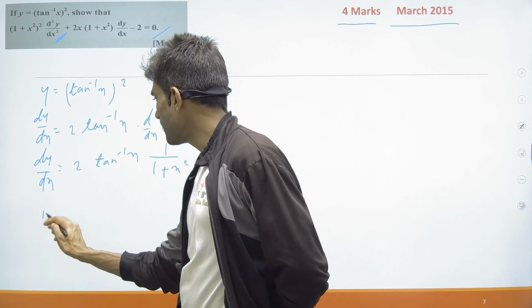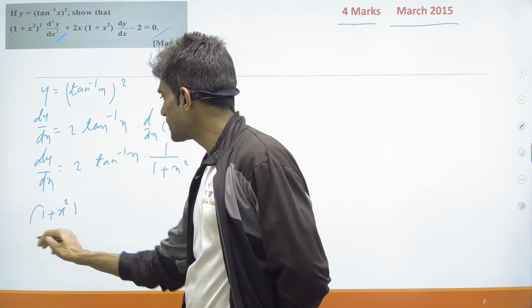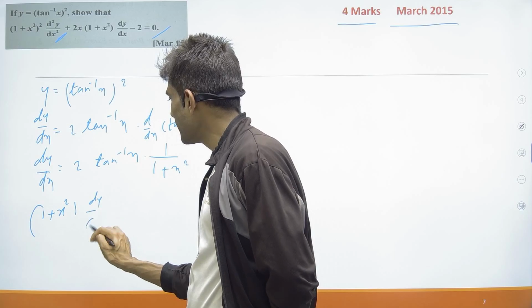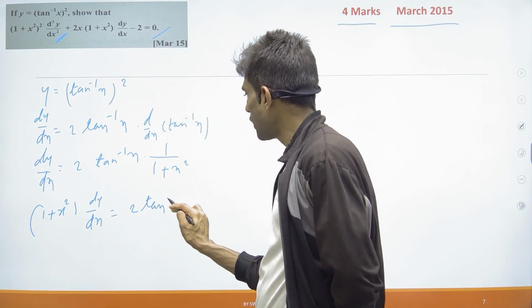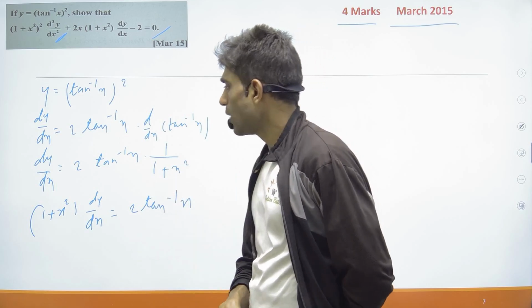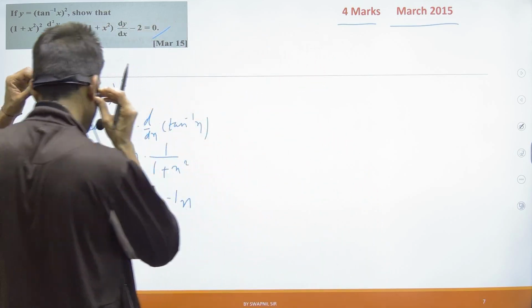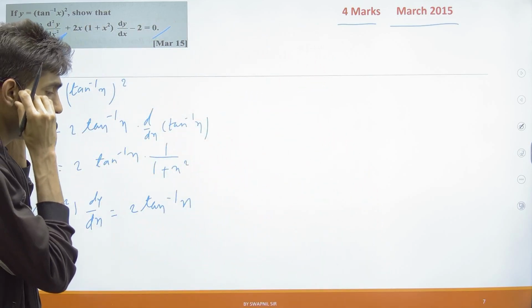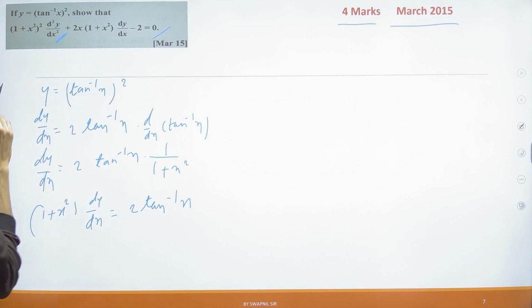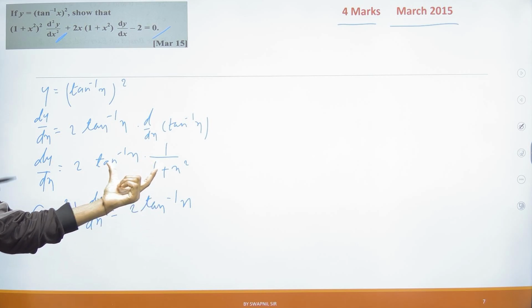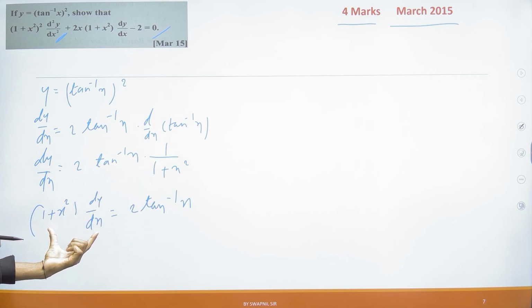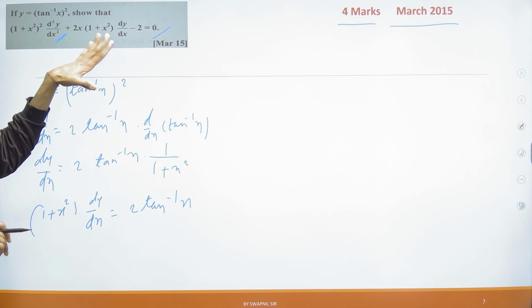Okay, so 1 plus x square, take to the other side, multiplied by dy by dx, which is equal to 2 times tan inverse of x. So we have (1 plus x square) dy by dx equals 2 times tan inverse of x. Now we can see that we can easily apply the by part rule here between these two functions. So we can directly apply the by part rule here, and we'll get the required step.